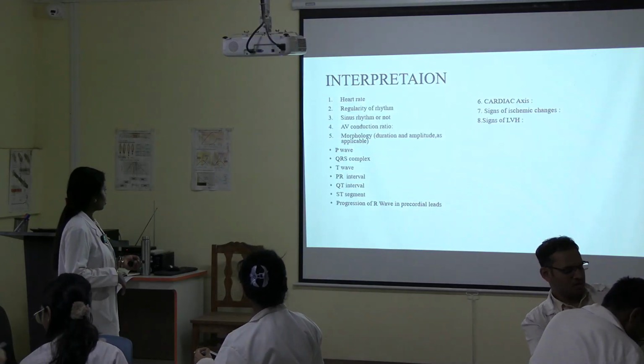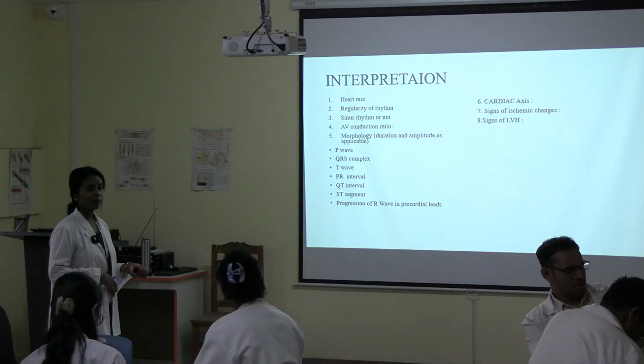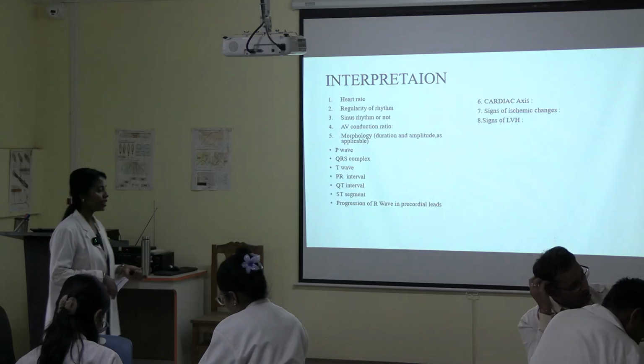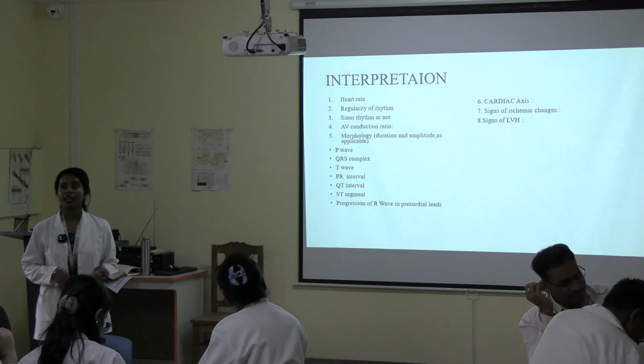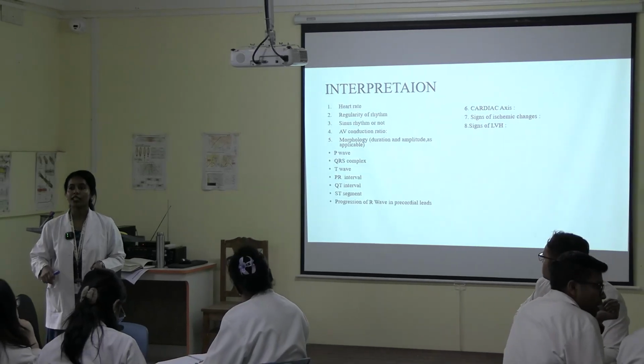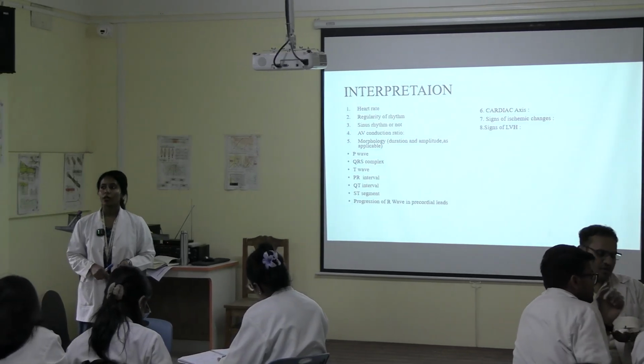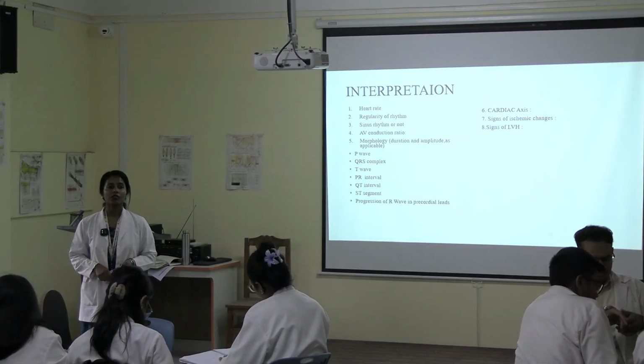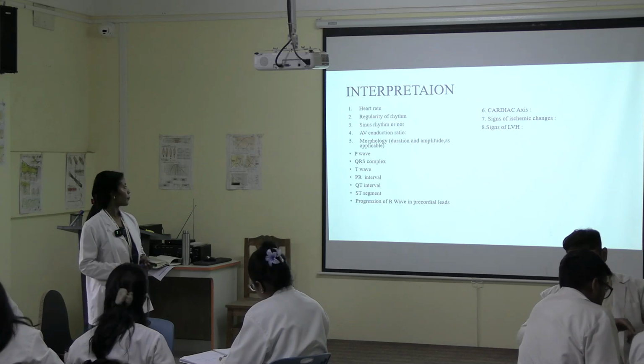Then we'll go to progression of R waves in precordial leads. Precordial leads means the chest leads. So in V1 and V2, how is the R wave? Just see and tell me. V1 and V2, the R wave. See the R wave.